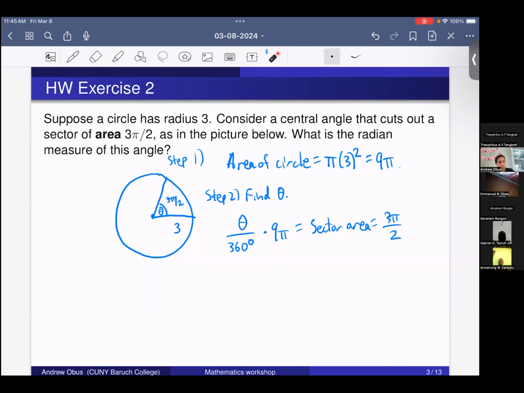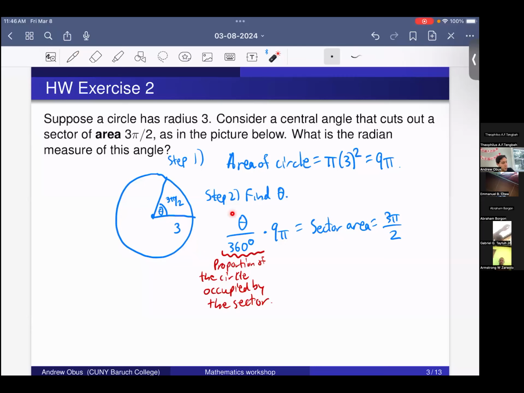So let me just write this down. This quantity here, theta over 360 degrees, represents the proportion of the circle occupied by the sector. Right, so whatever the sector is, the proportion of the circle it occupies is theta over 360 degrees.